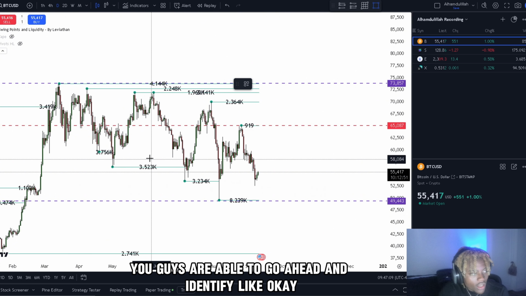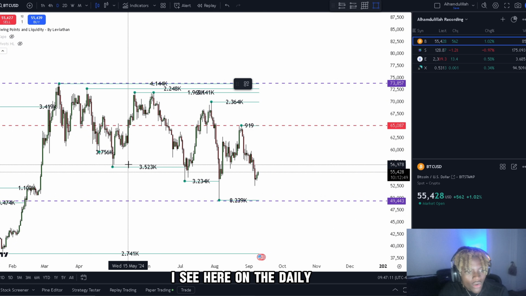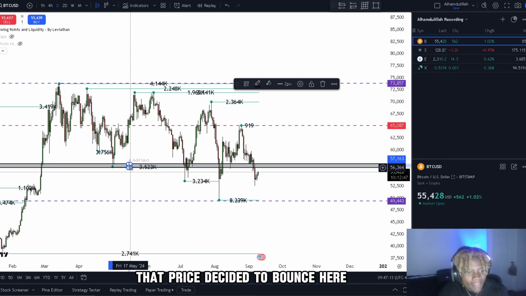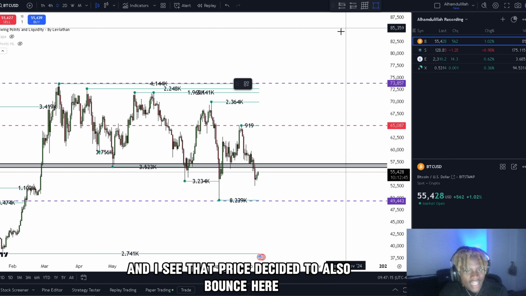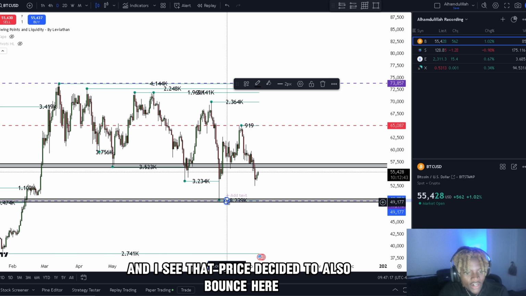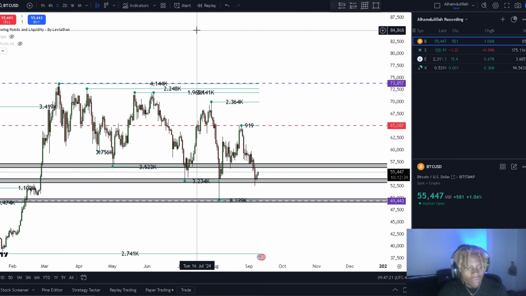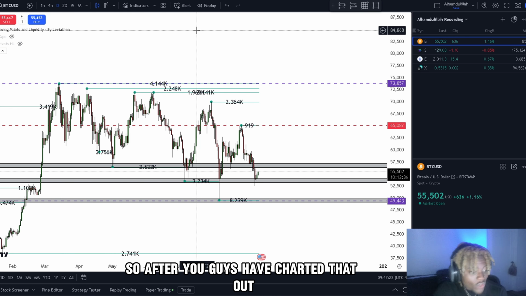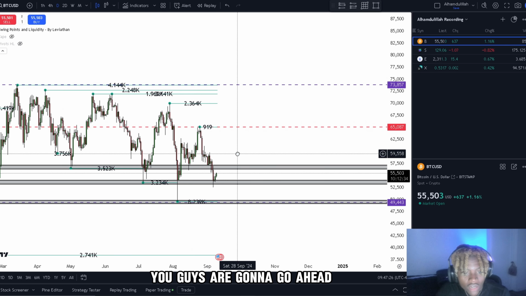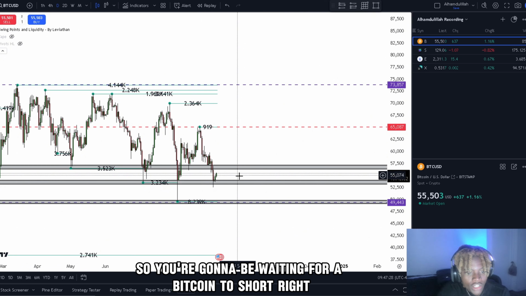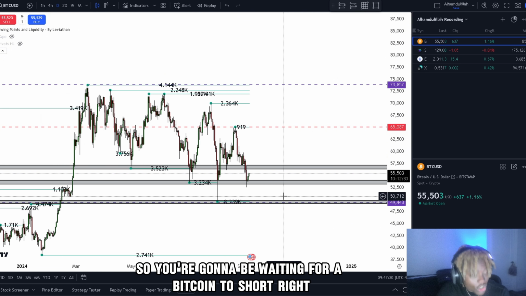you're able to identify, okay, I see here on the daily that price decided to bounce here, and also here, and right here, okay? So after you've charted that out, you're going to look for your first resistance point. You're going to be waiting for Bitcoin to short, right?